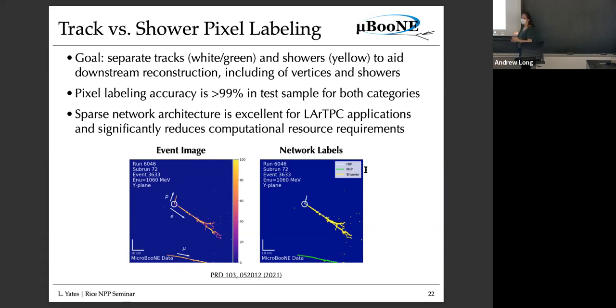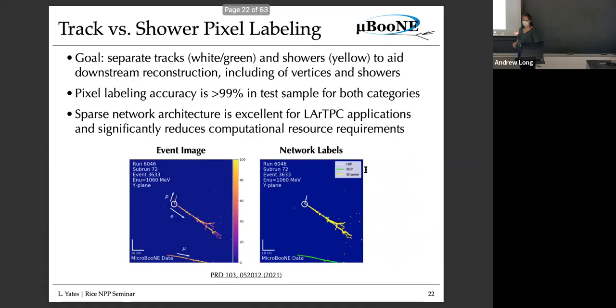Yeah, go ahead. Do you have a slide with any details on that? The sparse network architecture. Just how you're doing that labeling? No, but I would be happy to talk about that. Sorry, I don't have a backup slide.